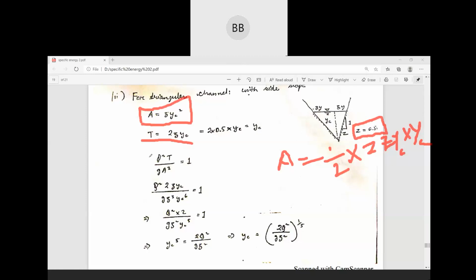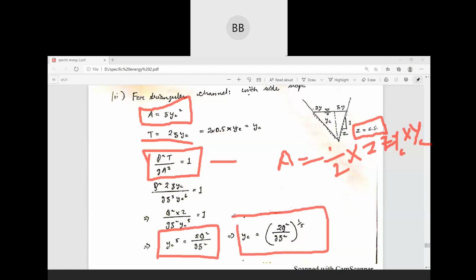Then again we consider Q square T by g A cube equal to 1, the critical flow condition. In place of top width, we put the expression twice zyc, and for area, we substitute z yc square. Again you simplify and find yc to the power 5, you will get this expression directly. So for solving the numerical, you need not derive this. You can directly use this expression and find the yc value.